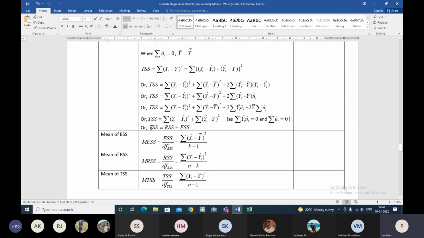So now we have total sum of squares. It can be decomposed into residual sum of squares and explained sum of squares.